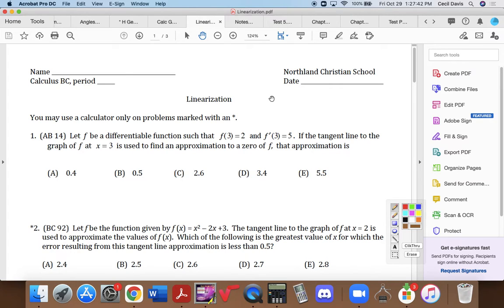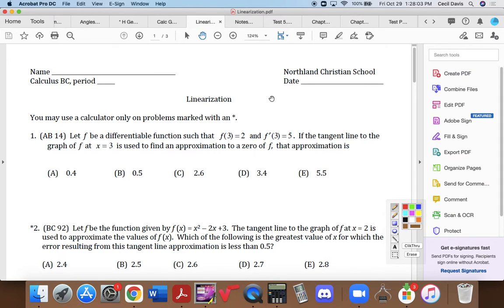This is an under approximation because since f double prime is positive, the function f is concave up, meaning that the tangent line is below the function at x equals 3.1.